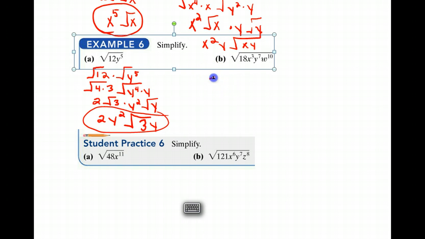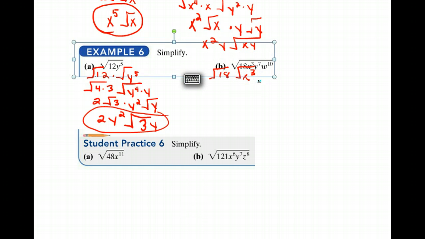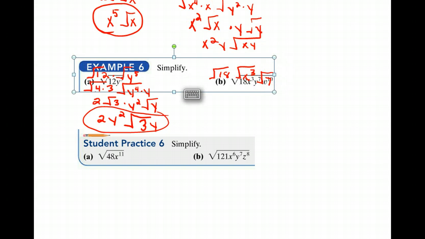Now let's take a look at letter B. We're going to split this up. We have 18, root x cubed, root 7, oh, my thing is moving here on me, root 7, no, that is y to the 7th, and then we have root w to the 10th. I apologize that that moved on me.